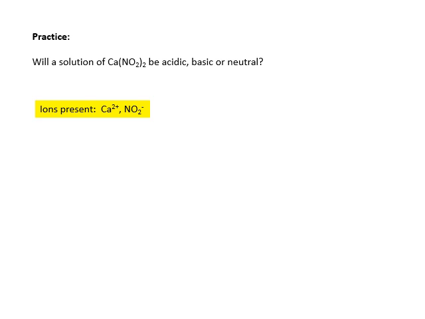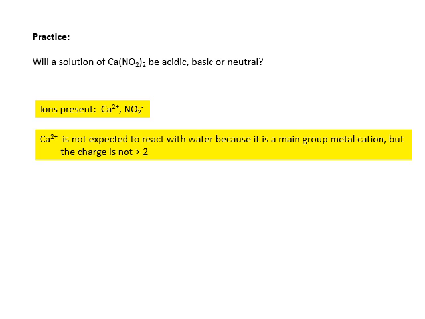Then ask, for example, is calcium ion expected to react with water? The calcium ion is not expected to react with water because although it is a main group metal cation, the charge is only 2+, and it needs to be greater than 2+ for it to react with water. So the calcium ion will not affect the pH of the solution.